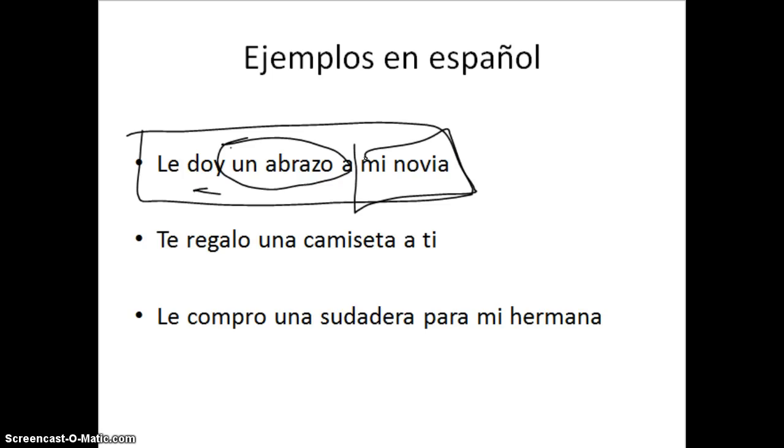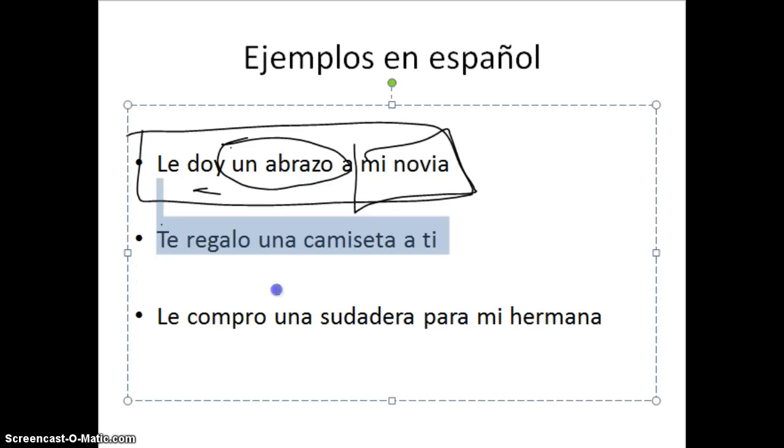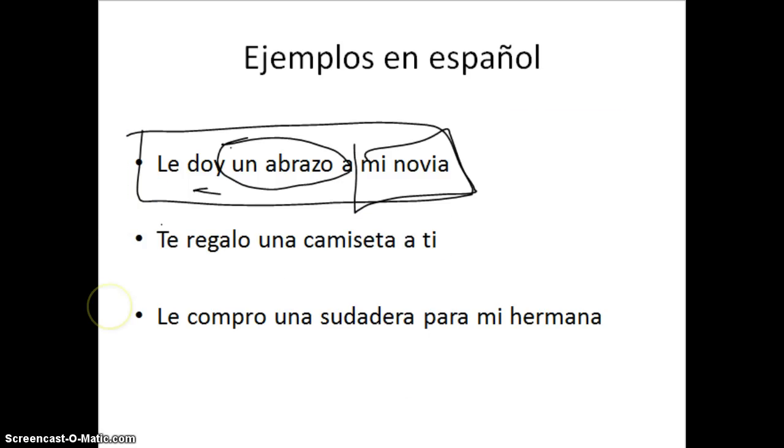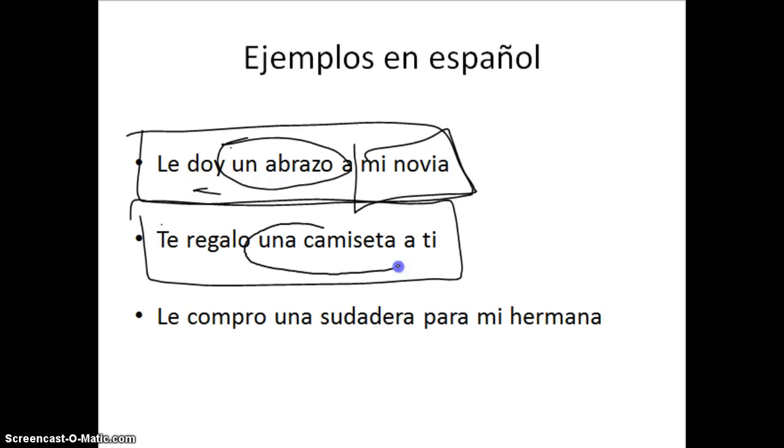Let's continue. Te regalo una camiseta. Regalo is our verb, and our subject is yo. Una camiseta is what is being given, so that's our direct object. And then to whom is the shirt being given? A ti, so you are the indirect object.